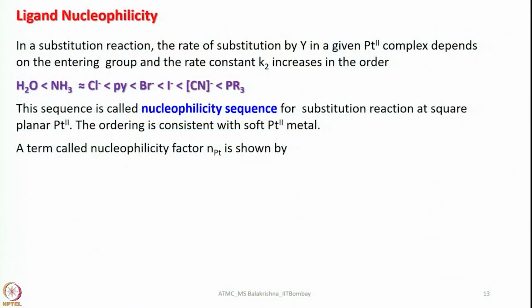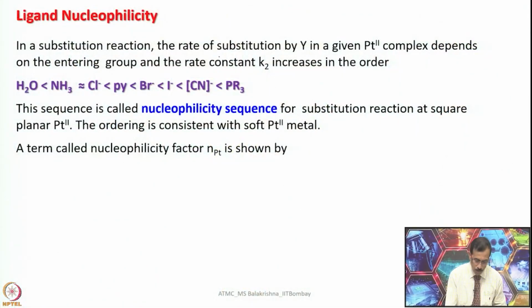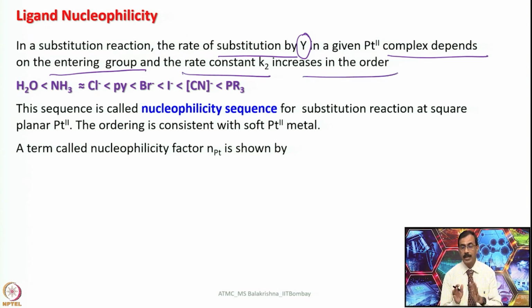this kind of complexes. Let us look into another term called ligand nucleophilicity, very important when we talk about substitution reactions in square planar complexes. What it says here, in a substitution reaction, the rate of substitution by Y, the entering ligand, in a given platinum 2 complex depends on the entering group, and the rate constant K2 increases in the order. I defined two rate constants for a substitution reaction in square planar complexes, considering both the dissociative pathway as well as the associative pathway. I shall give that equation in a minute.